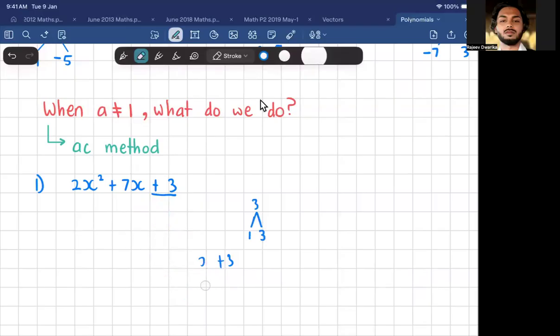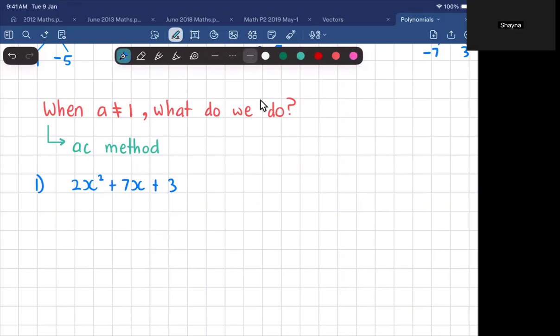Right? So I'll show you all the AC method. So Shayna, can you tell me the form of a quadratic?